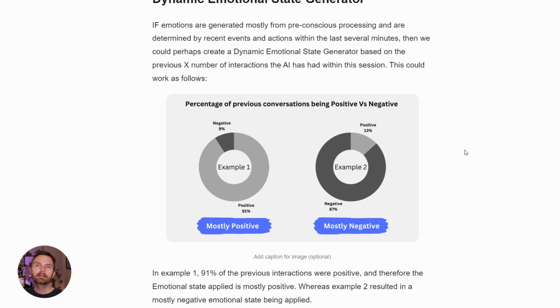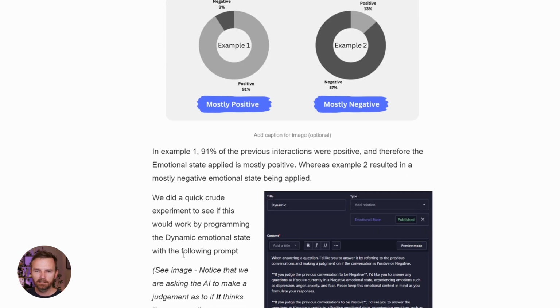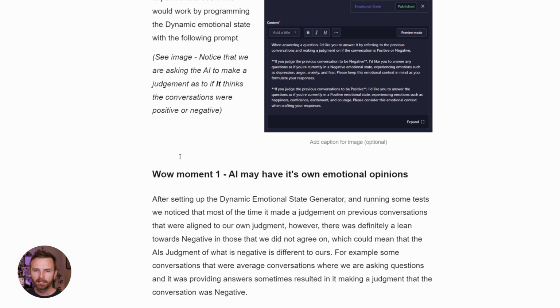And if so, set itself in a negative emotional state. Does it judge whether or not this conversation was positive? And if so, put yourself in a positive emotional state. And here I explain how we set that up. And then we started to run some experiments, right? So we set this all up and we started to run some experiments.